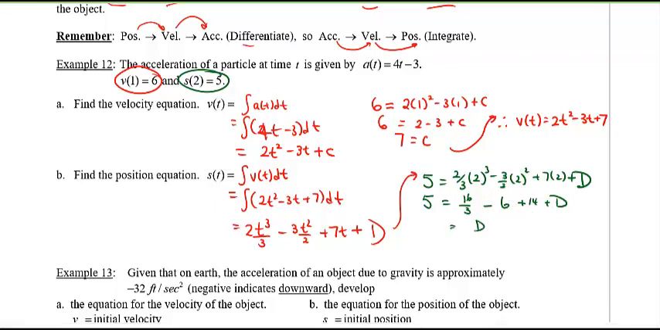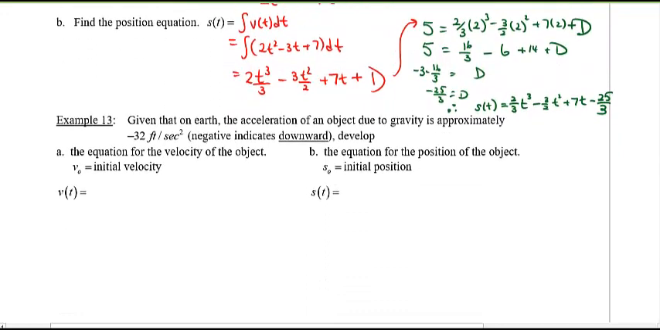What's that? Negative 3 minus 16 over 3, I think. And that just becomes negative 25 over 3. That's D. And therefore, we now know our position equation is 2/3 t cubed minus 3/2 t squared plus 7t minus 25 over 3. Cool.